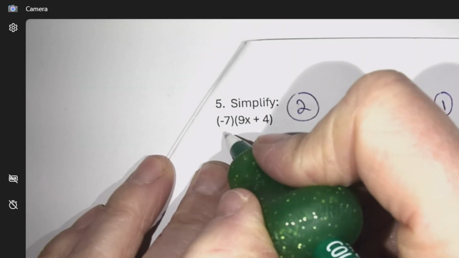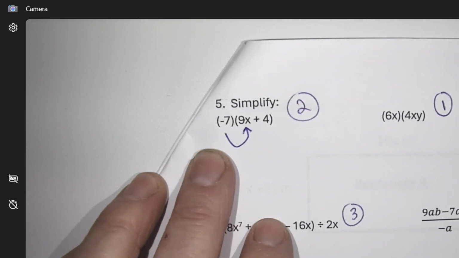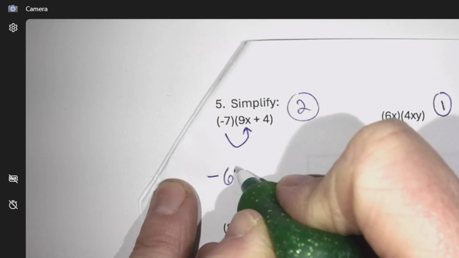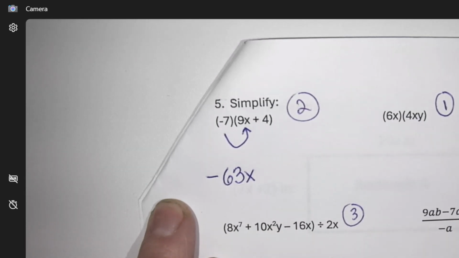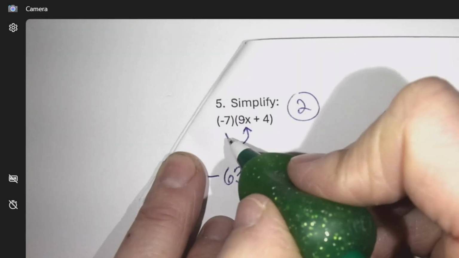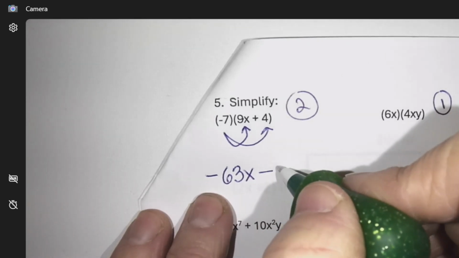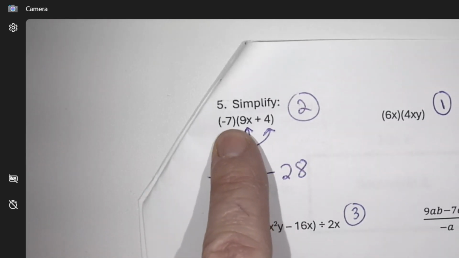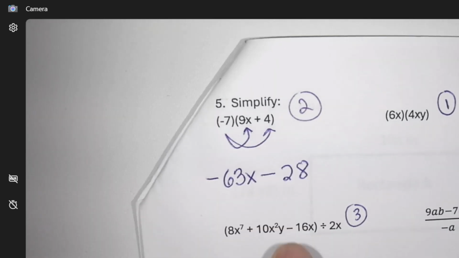So the first is the -7 times the 9x, negative 63, and it has an x on it, right? Then -7 times the 4. Signs. You should pay attention. You should just look. Hey, this was a negative. What I have to times it by positive. So negative. Negative times positive again.